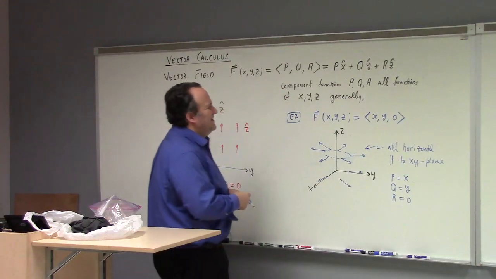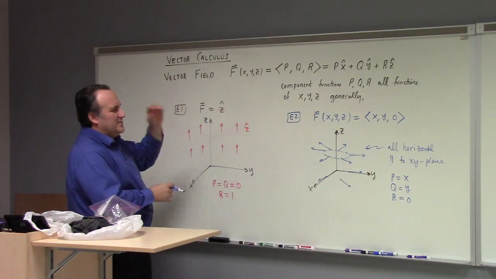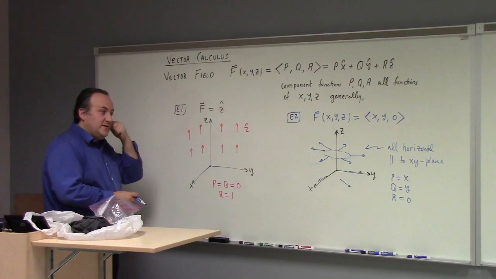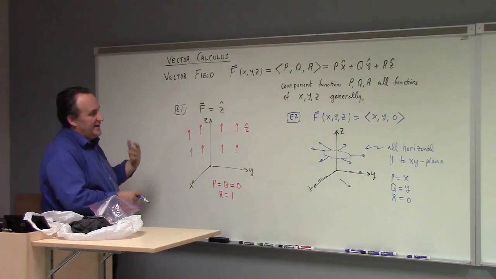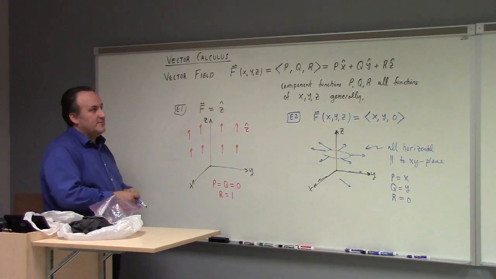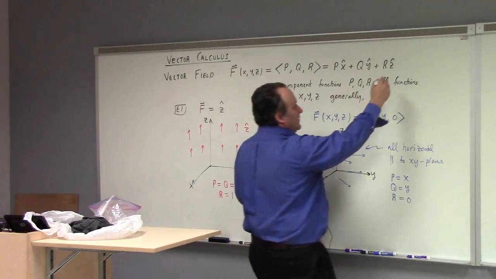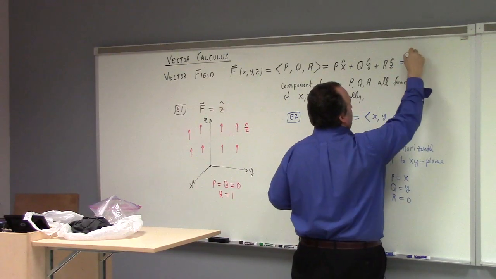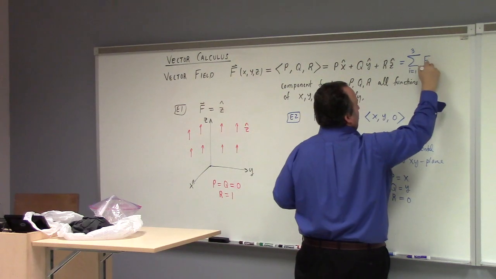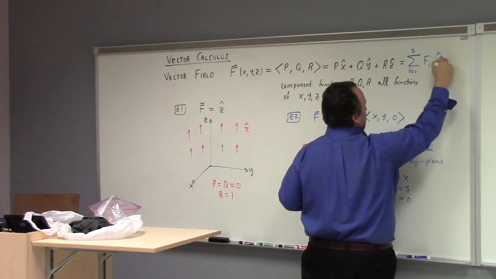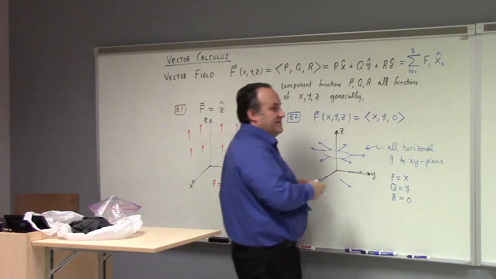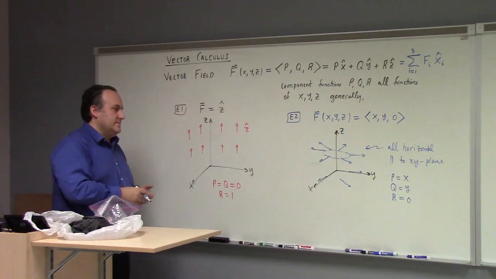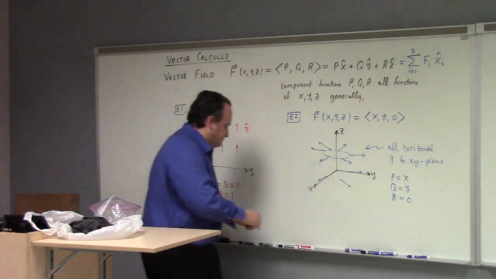Now, PQR is the typical notation used in common calculus books; Stewart, for example, will tend to use PQR. I sometimes prefer F1, F2, F3. The other way we could decompose this would be something like the sum from i equals 1 to 3 of F sub i x hat i. That's a more uniform notational scheme for the vector field. All right, so another example.